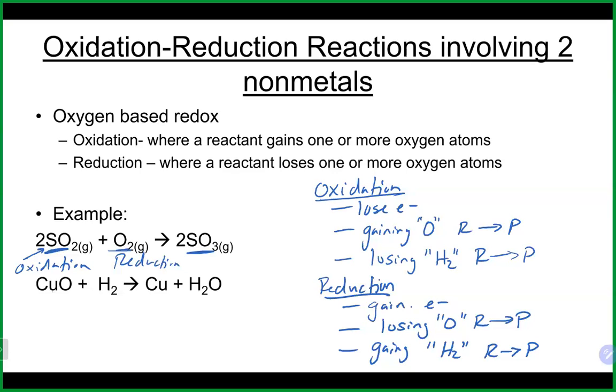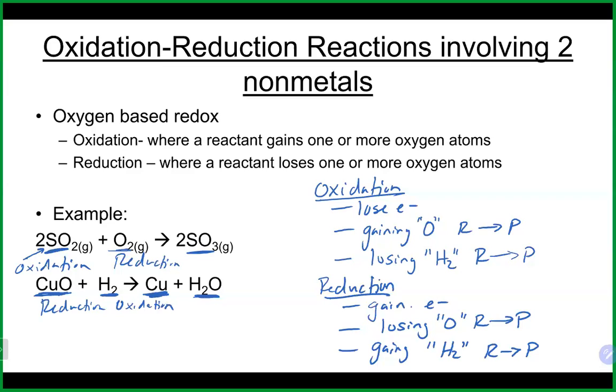Now, if we look at the bottom here, copper has oxygen on this side. Copper has no oxygen on this side. So it has lost oxygen as it went from left to right, and that would mean that it is going through reduction. Hydrogen has gained oxygen as it goes from left to right in this case, which means it will go through oxidation.